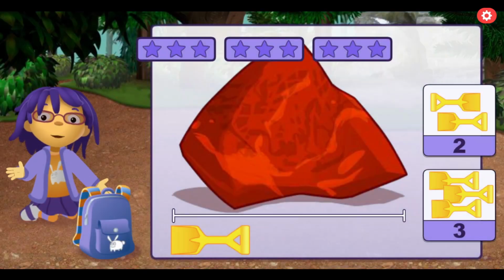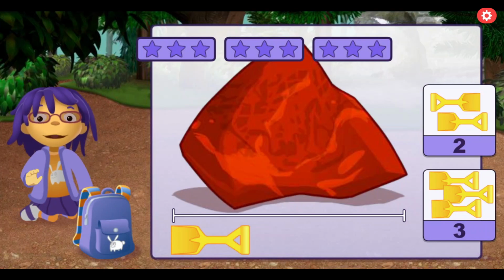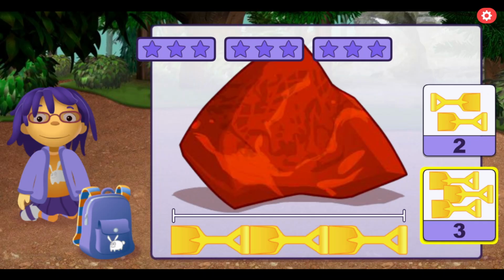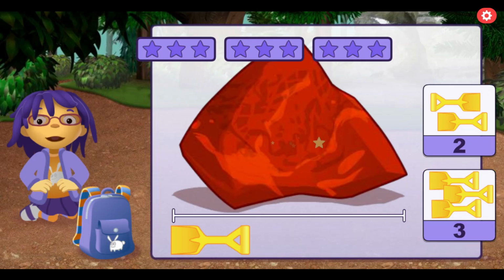Measure some big rocks with something smaller. You can move the object under the rock to figure out how long the rock is. Once you know how many objects you need, click on the right number. How many shovels long is this rock? 3. 1, 2, 3. Good measuring.